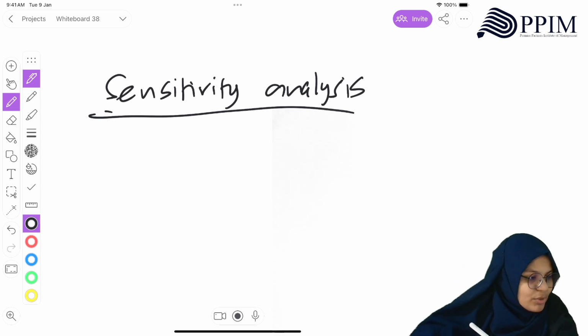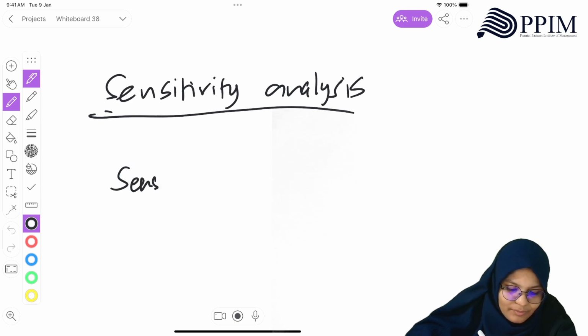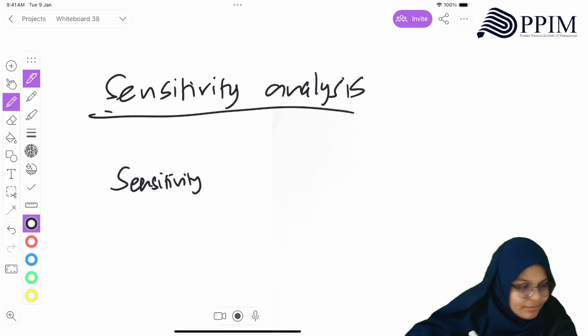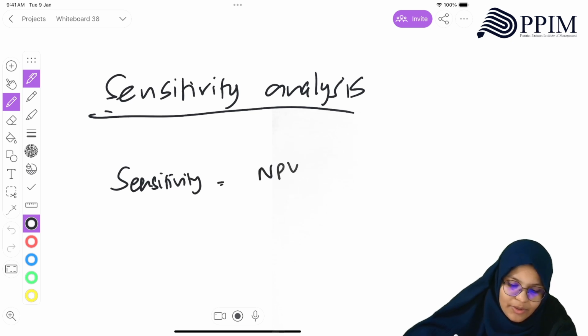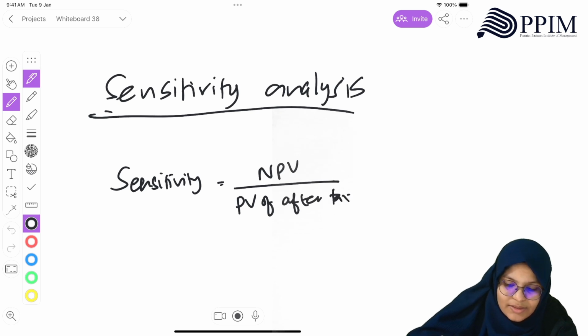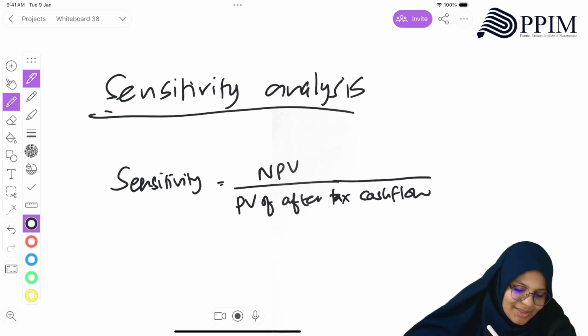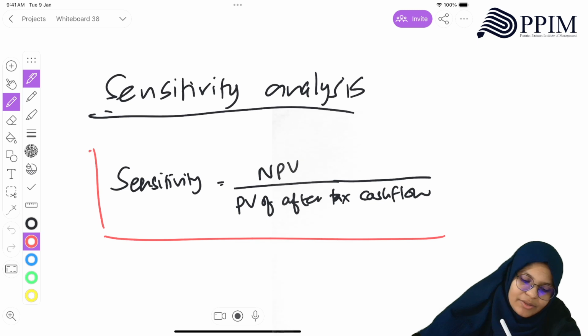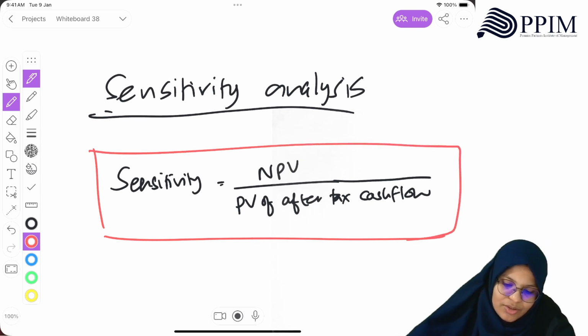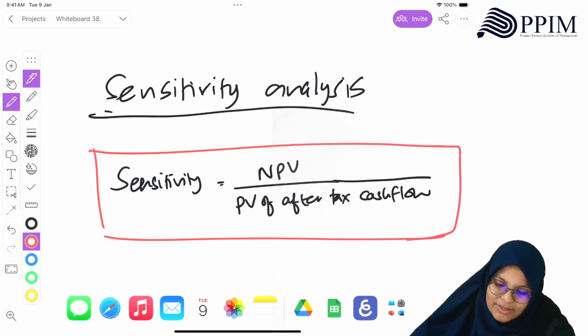So the equation that we used was this: sensitivity equals NPV over present value of after tax cash flow. I'm mentioning after tax here because they gave the tax rate, so chances are that we have to use that. Okay, if they didn't mention it, then we can just take the present value of the cash flow itself, right? So using this equation, we need to calculate sensitivity.